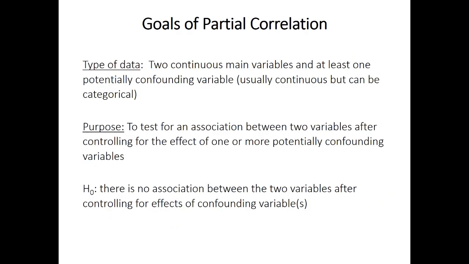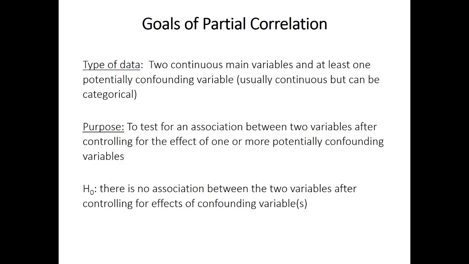To perform partial correlation, you need two continuous main variables, the ones you're interested in, and at least one potentially confounding variable. The confounding variable is usually also continuous, but I've seen examples where it's categorical, although these seem to be less common. And as described in the previous slide, the purpose of partial correlation is to test for an association between the two main variables after accounting for or controlling for the effects of a confounding variable or variables. You can do more than one, although it gets complicated. The null hypothesis is that there's no relationship or association between the two main variables after controlling for the confounding variable.